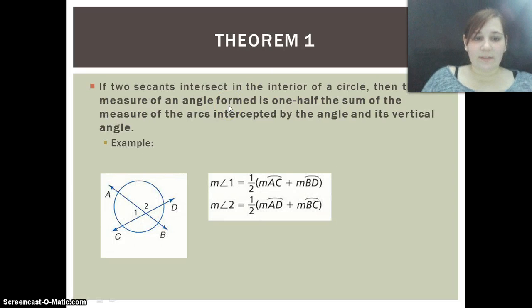Theorem 1 states that if two secants intersect in the interior of a circle, then the measure of an angle formed is 1/2 the sum of the measure of the arcs intercepted by the angle and its vertical angle. So here in our example, if we want the measurement of this angle formed by our two secant lines, we take 1/2 of AC plus BD.